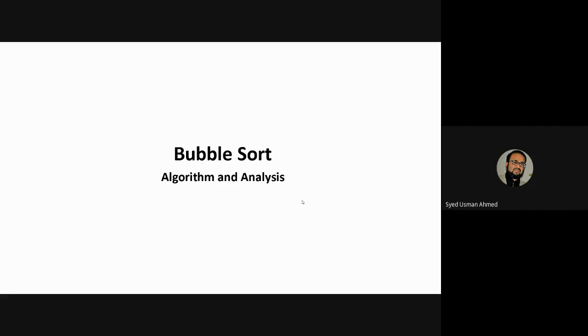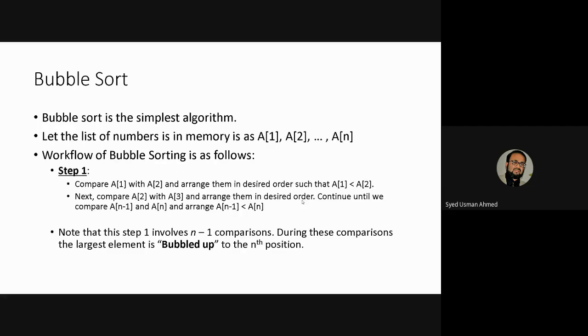As discussed in the last lecture, we are going to discuss some of the sorting algorithms in this video lecture. We start with one of the simplest types of sorting algorithm, which is called bubble sort. We will see the algorithm and we will also analyze it in this video. So let's begin. Bubble sort is the simplest algorithm in the set of all the algorithms. Let the list of numbers in memory be A1, A2 up to AN. Keeping this in mind, let us see the workflow of the bubble sort algorithm.